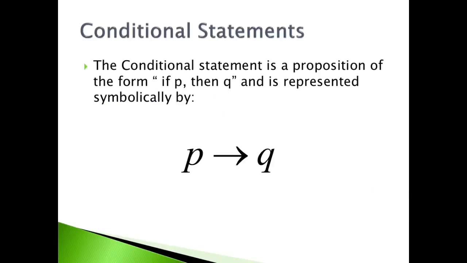So the conditional statement states that if P, then Q, and it's represented symbolically by the single arrow, P arrow Q. The conditional statement helps us set up the converse, the contrapositive, and the inverse because they're all related back to the statement. Let's take a look at those three statements.